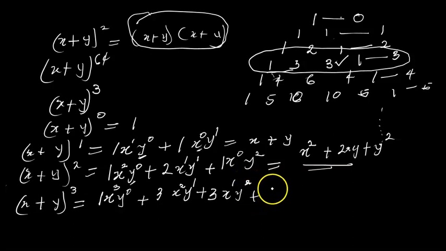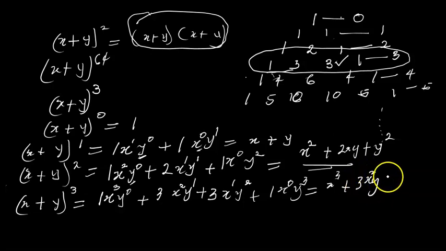Now, plus, I now have 1. X will be raised to the power of 0, while y will be raised to the power of what? Of 3. So, finally, this will look like 1 times x raised to the power 3. That's x cubed plus 3x squared y plus 3x y raised to the power of 2 plus y raised to the power of 3. So that's the result of expanding this sum.